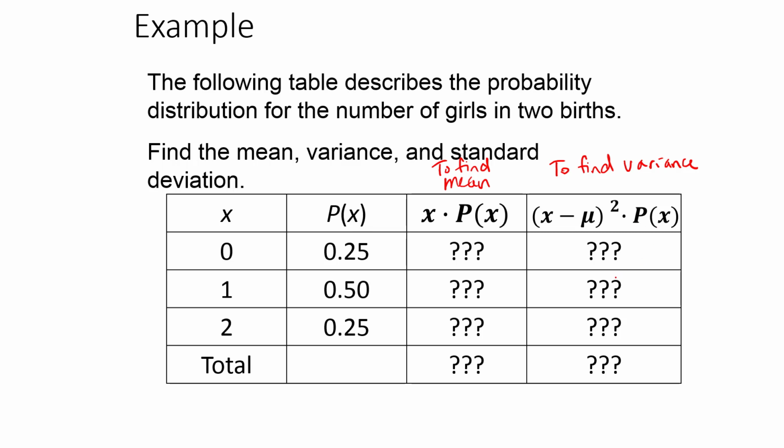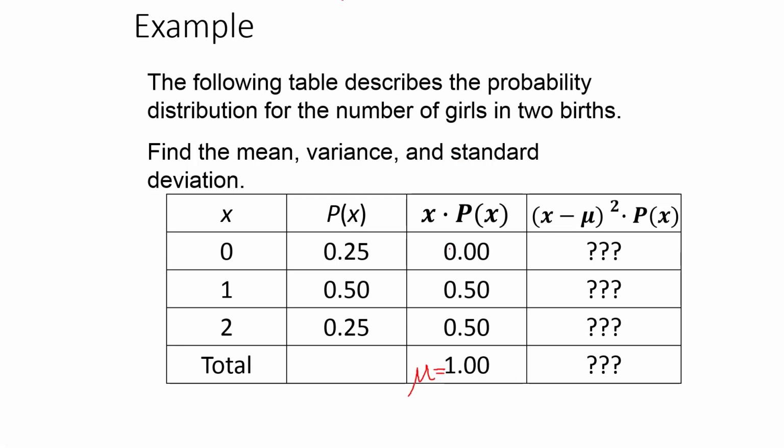X times P of X, what would that be for this first row here? 0 times 0.25 is 0, yes. And then 1 times 0.5 is 0.5, and then 2 times 0.25 is 0.5. And supposedly, we get the mean by just adding these 3 values up. The sum of the x times P of x is the mean. So would it make sense for the mean number of girls out of 2 births to be 1?